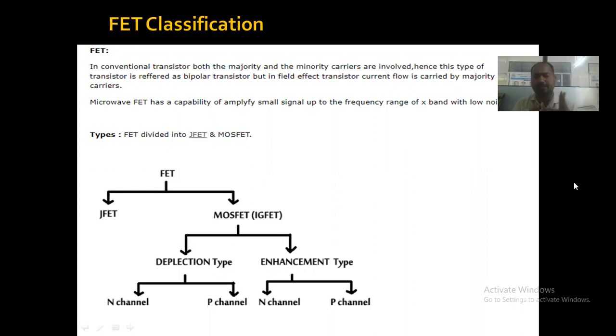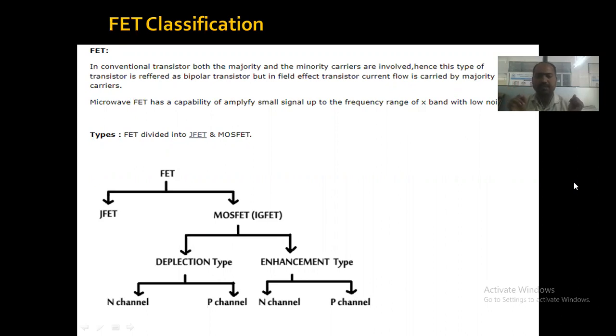See, the difference between JFET and MOSFET is that in a JFET, silicon or germanium semiconductor is used for construction, right? In a MOSFET, we use germanium as well as silicon, but metal oxide is also used in the construction of the field effect transistor. Then it is called a MOSFET. It is also called IGFET, insulated gate field effect transistor, right?